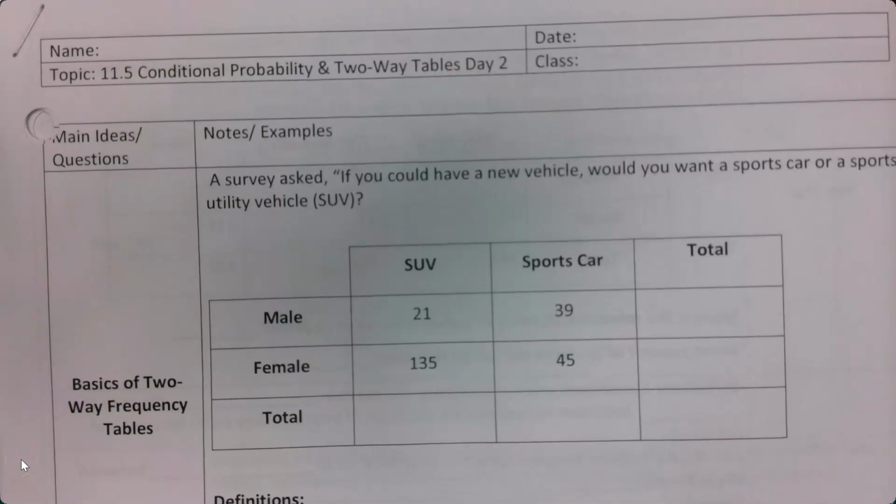Okay, so today we're finishing up conditional probability and two-way tables. So this says a survey asked if you could have a new vehicle, would you want a sports car or a sports utility vehicle? So it has some information filled in for me. How do I fill in the rest of the boxes?